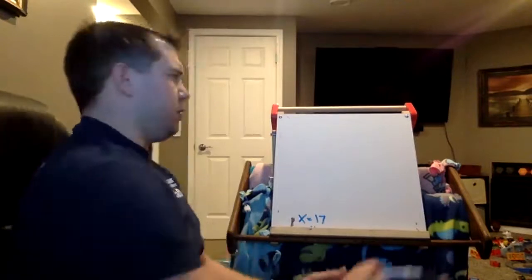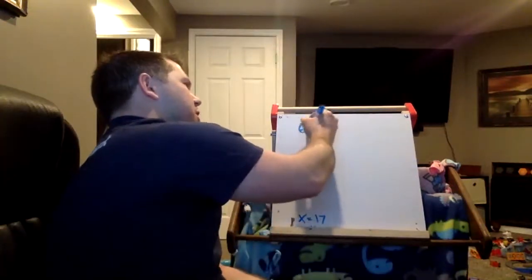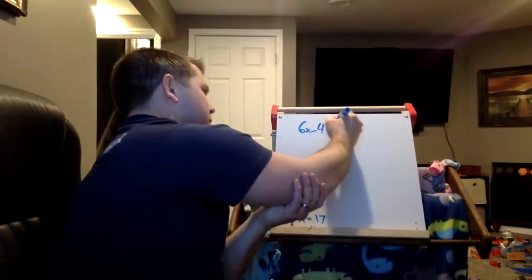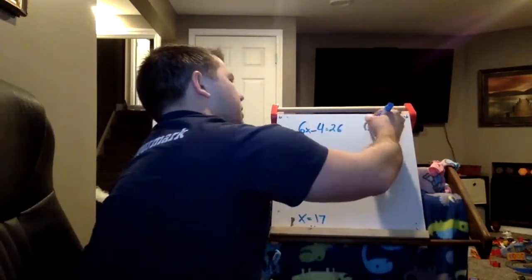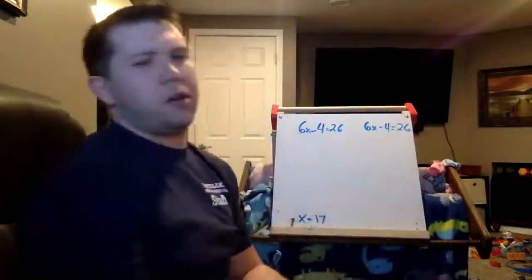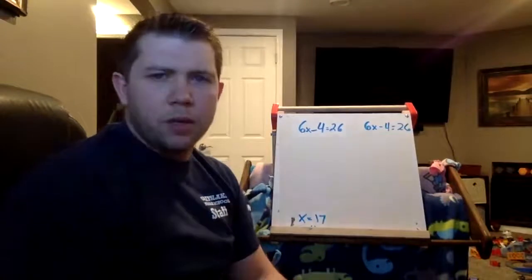All right, so this is interesting. Okay, so we had this discussion in class. I'm going to write this problem twice because there are a couple of different ways to look at it. And I'm going to write it again over here. 6x minus 4 equals 26. So let's talk about a couple of different ways to look at this problem.